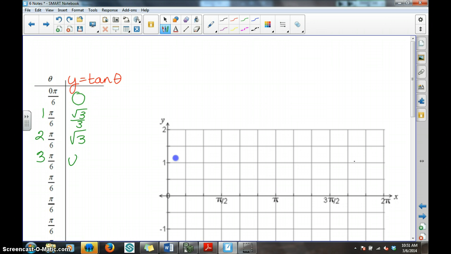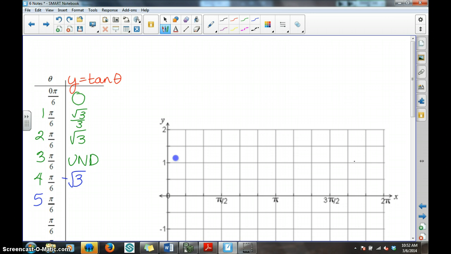3 pi over 6 is where tangent is undefined. That was 90 degrees. 4 pi over 6, I got to stop for a minute and think about this, would be 4 sets of 30 degrees, or 120, which has a reference of 60. So the answer is going to be the same as my tan 60, but in the second quadrant, this rad 3 will be negative. So you see how I did that?